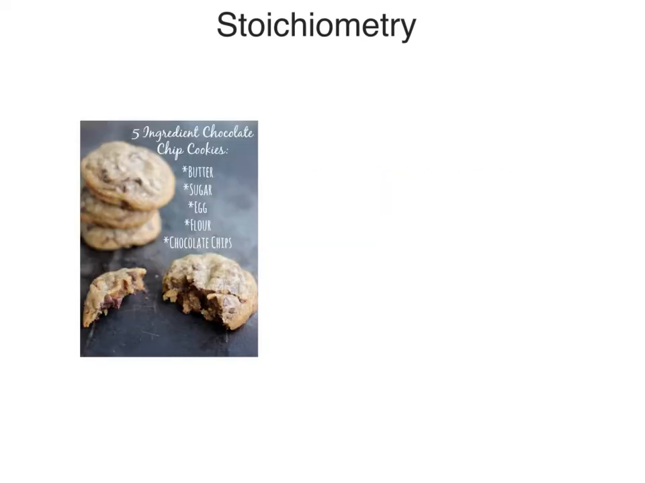So to better understand what stoichiometry is, let's take a look at one of my all-time favorite snacks, chocolate chip cookies. This recipe for chocolate chip cookies tells us that there are 5 ingredients that we need to make said cookies: butter, sugar, eggs, flour, and chocolate chips. This is helpful because it tells me what I need to have in my pantry, but it's not so helpful because it doesn't tell me how much of each ingredient I need to make my chocolate chip cookies.